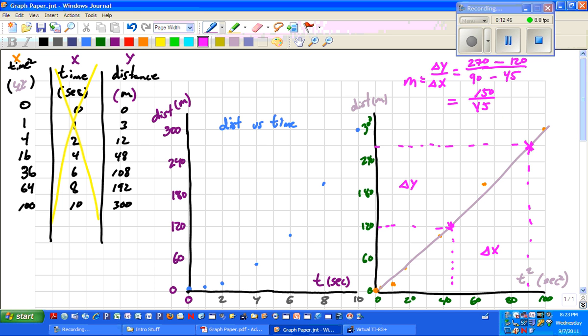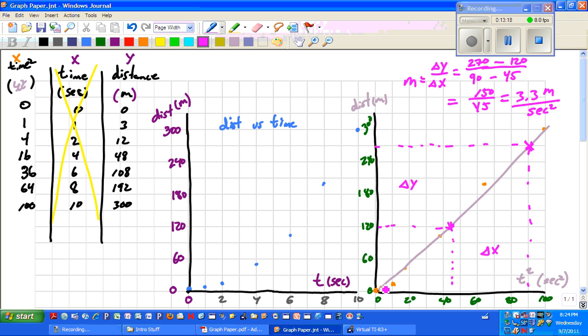So let's see here. 150 divided by, that's almost 3. 150 divided by 45 is going to be equal to 3.33, 3 and a third. And y is in meters. And then the x is in seconds squared, so that's meters per second squared.